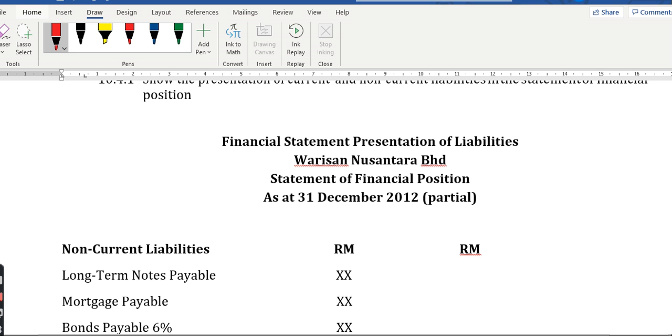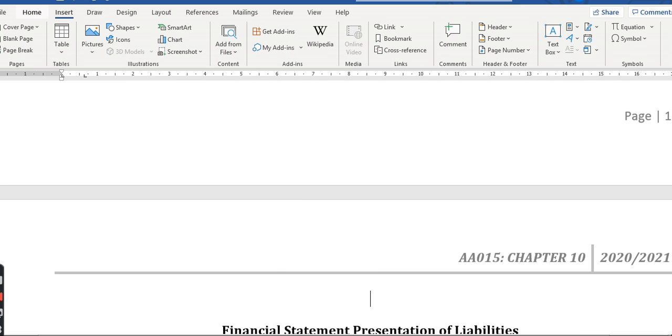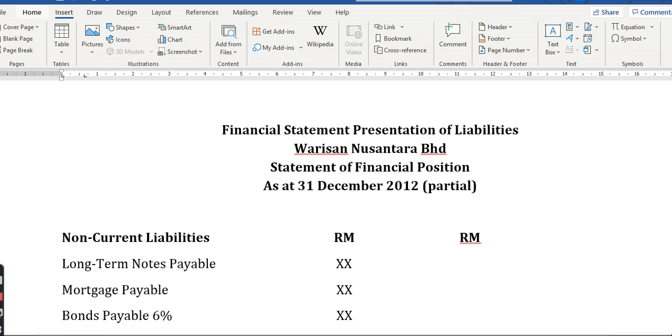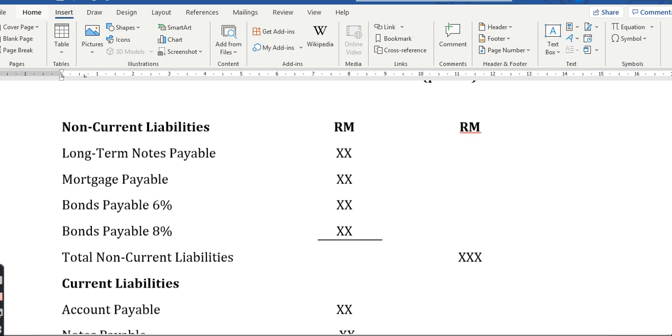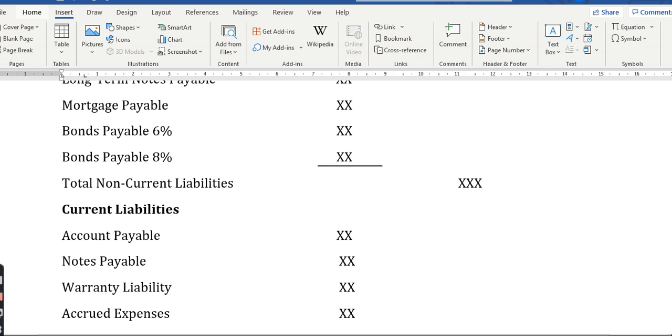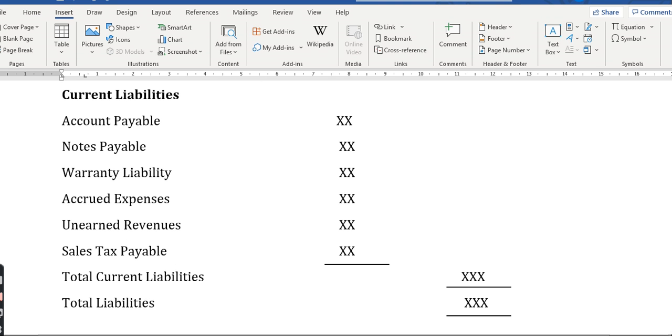So here is your non-current liabilities, and then you have your current liabilities. Both the non-current liabilities and current liabilities represent the total liabilities in your financial position. So that's all for chapter 10.